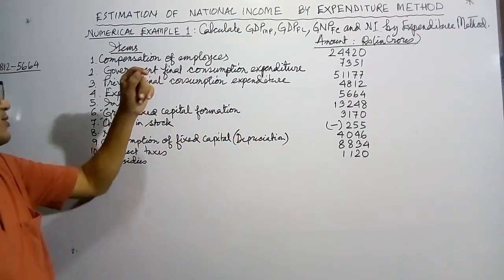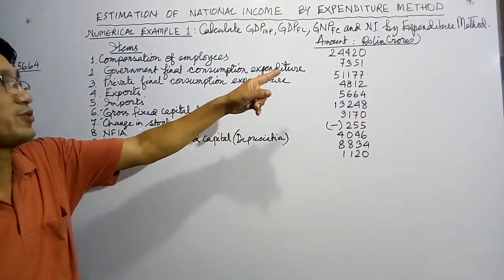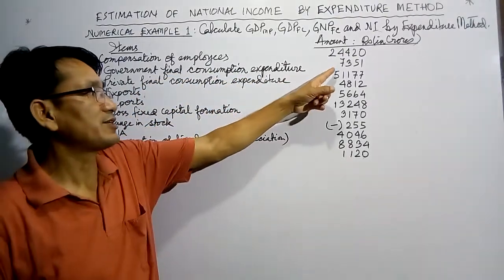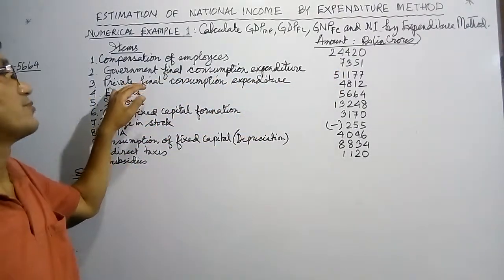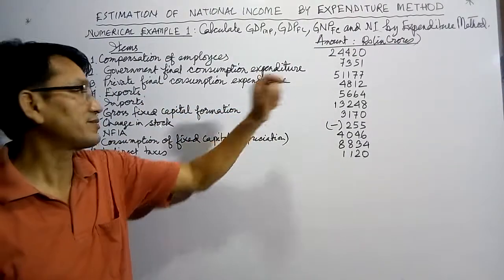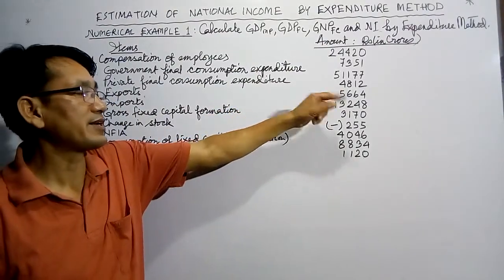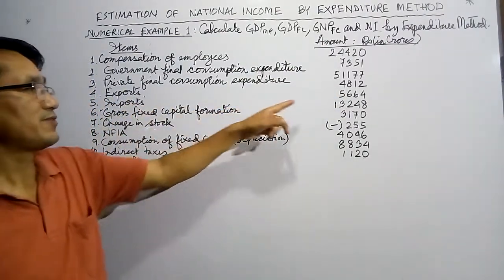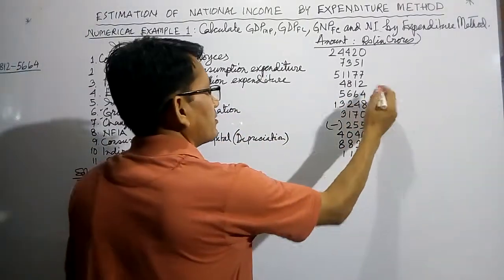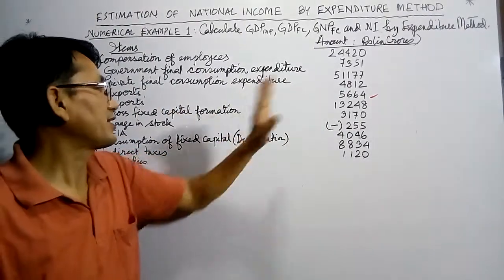We are given 11 items: compensation of employees 24,420 crores, then government final consumption expenditure 7,351 crores, then private final consumption expenditure 51,177 crores, then exports 4,812, then imports 5,664. So imports are greater than exports.